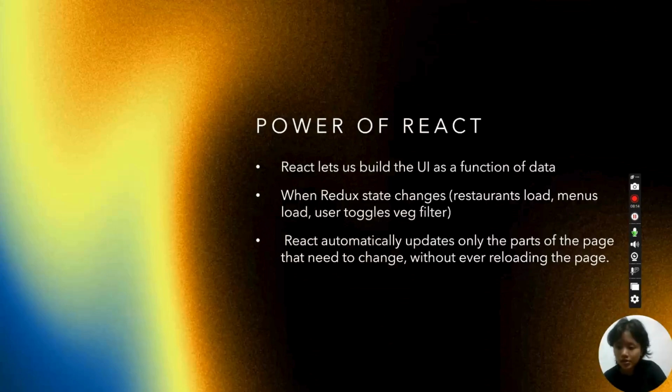So that is why I would like to mention the power of React. React lets us build the user interface as a function of data. When the Redux state changes, any state, whether restaurants load, menus load, or the user toggles any veg filter or any sort by reviews filter, that update is automatically performed in React in the front end, by only replacing the parts of the page that need to change, without ever reloading the entire page and going back to zero level or something like that. We just need to update certain parts, and that is what makes React so powerful.